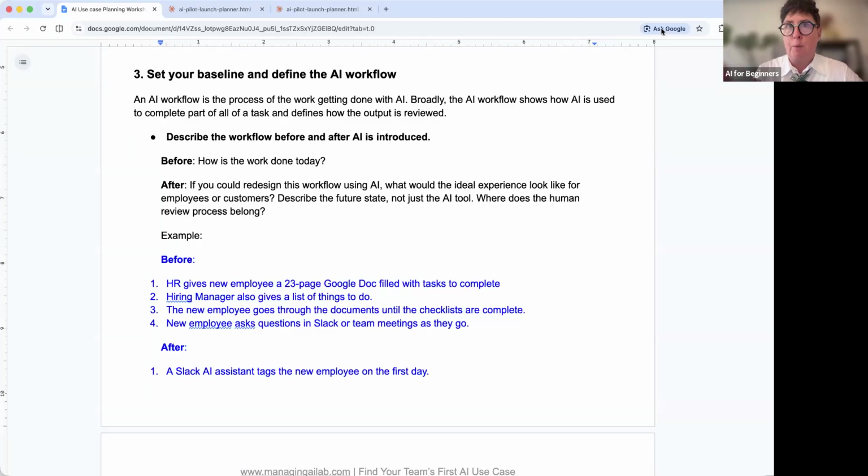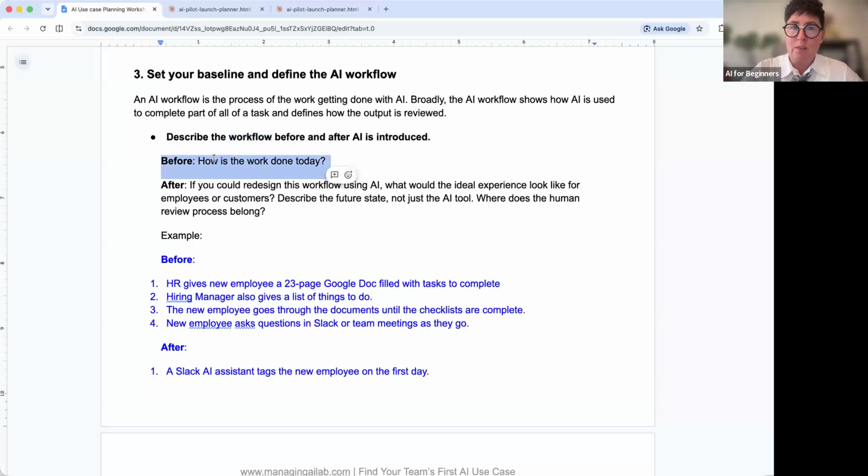We include that review part because that is critical when we are thinking about work getting done and the quality of work that is getting done. Just because it's AI doesn't mean it's going to be quality. So we need to talk about the review process as well. So the exercise that you're looking at right here is to describe the workflow before and after AI is introduced.